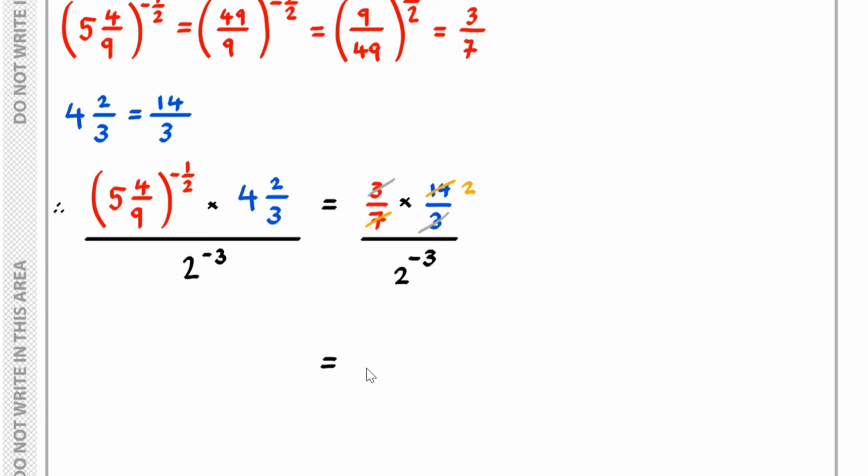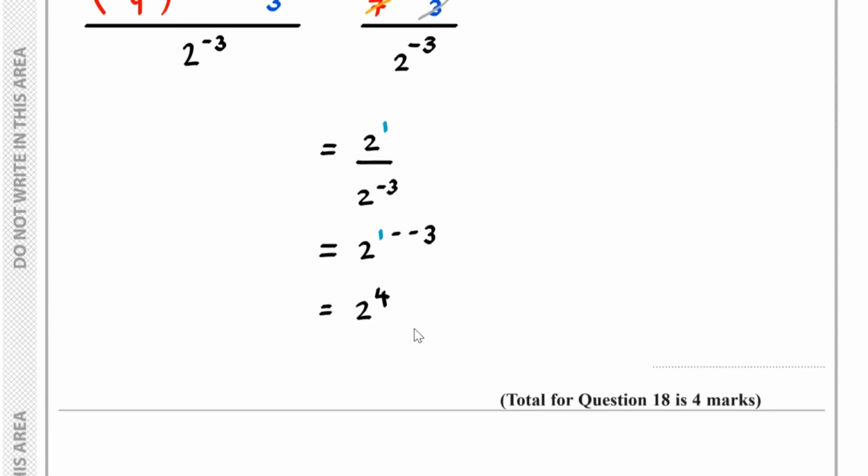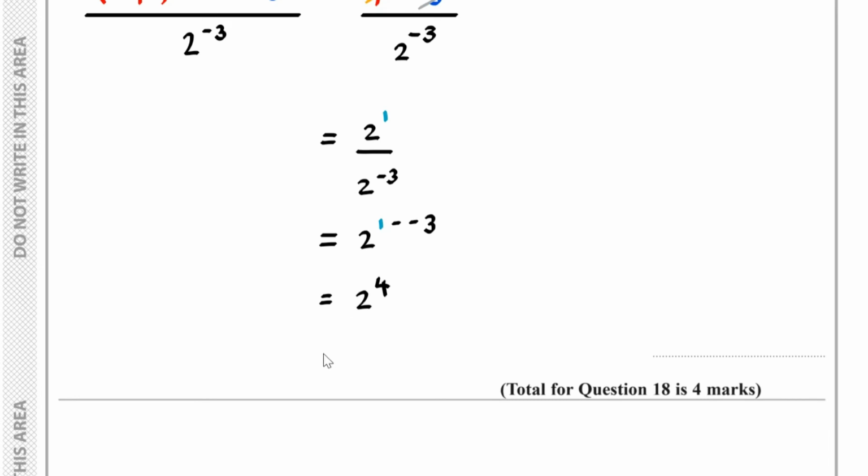So what we end up with here then is 2 divided by 2 to the negative 3. And 2 is the same as 2 to the 1. So now subtracting the powers, we have 2 to the 1, subtract negative 3, so that's 2 to the 4. And 2 to the 4 is equal to 16.